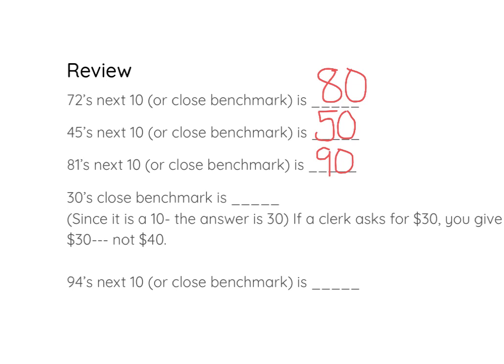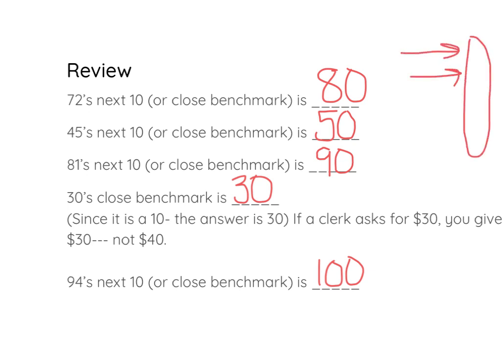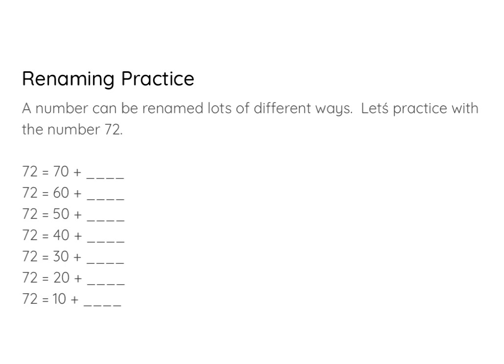30's close benchmark is actually 30. That's because if we went to the store and the clerk says that will be $30, we would just give them $30. That is the 10. And 94's next 10, or close benchmark, is 100. Remember, these would be the numbers all the way to the right of our hundreds chart. They're all the numbers that end in zeros. So make sure you practice those.